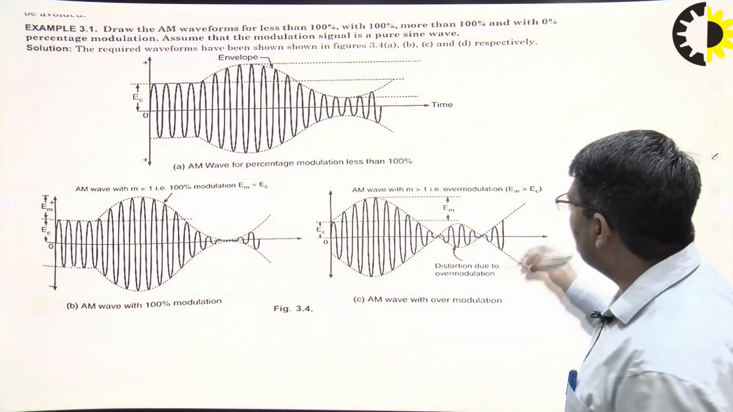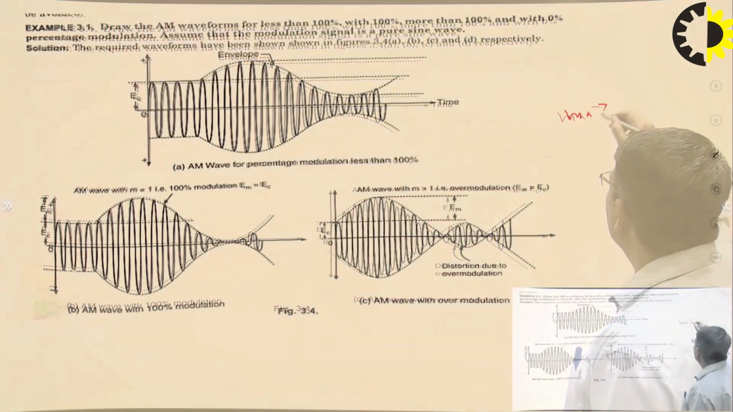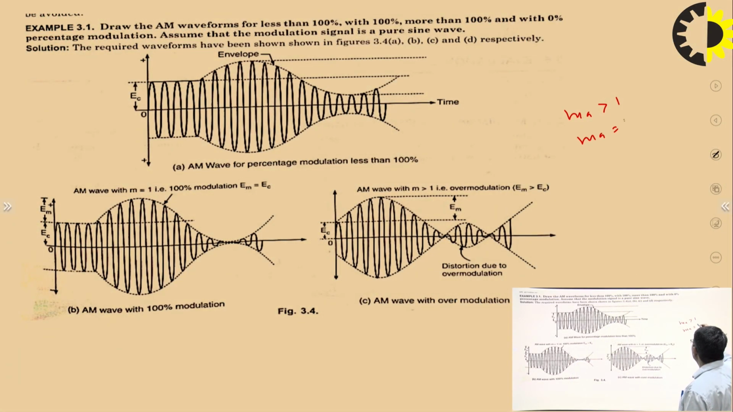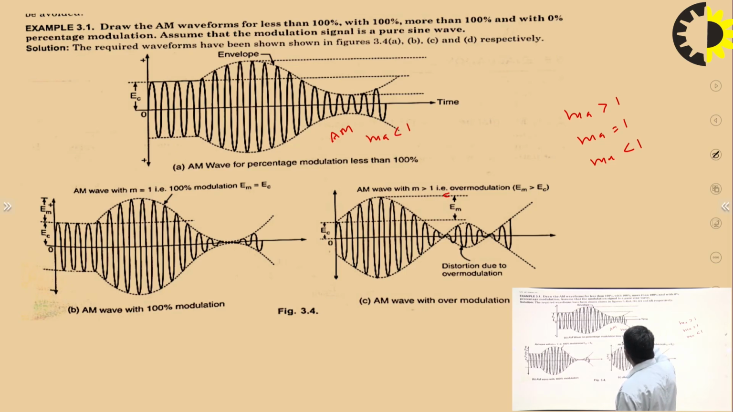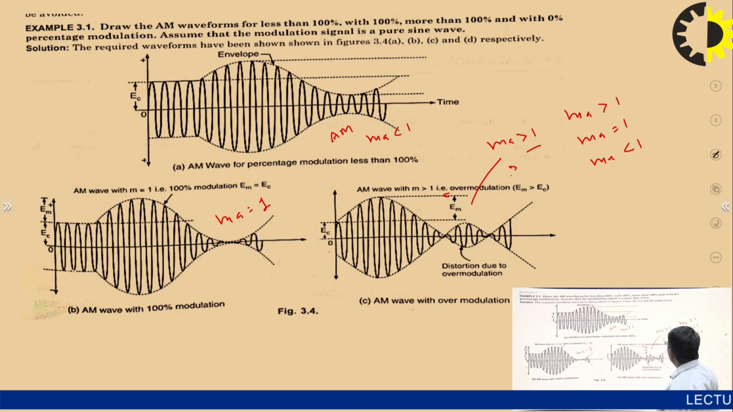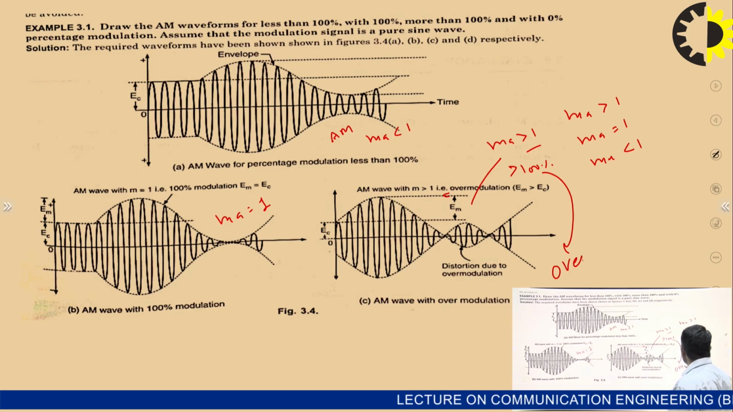As discussed, there can be three cases for modulation index. It can be greater than 1, it can be equal to 1, or it can be less than 1. Out of these three cases, all three are shown here. This is the case of AM with modulation index less than 1. This is the case where we have modulation index equal to 1, and this is the case where we have modulation index greater than 1, or greater than 100%. This third case, modulation index greater than 100%, is known as over modulation.